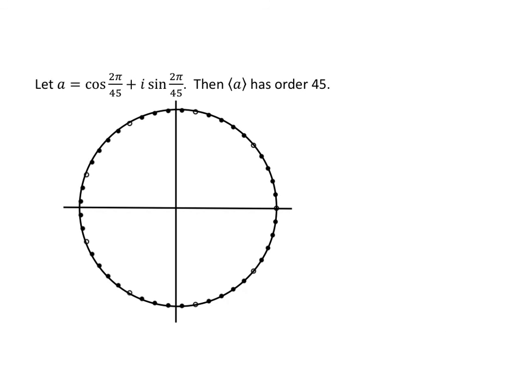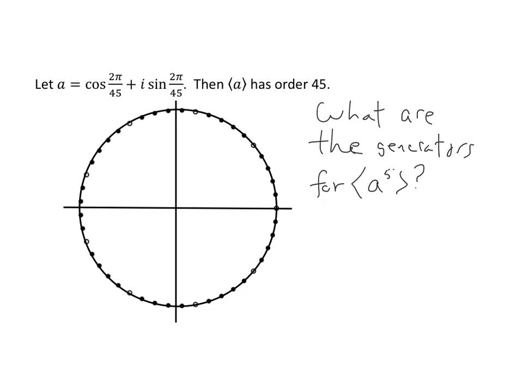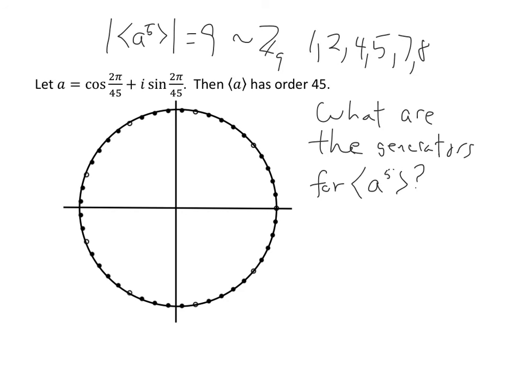We can do those other crazy things. For example, we can ask, what are the generators for the cyclic subgroup generated by A to the 5th? Well, if we look back at what we did before, the order of that group is going to be 9. So like we did before, we're going to look at Z sub 9 and ask, what are the generators for that? In Z9, the generators were 1, 2, not 3, but 4, and 5, but not 6. We had 7 and 8.